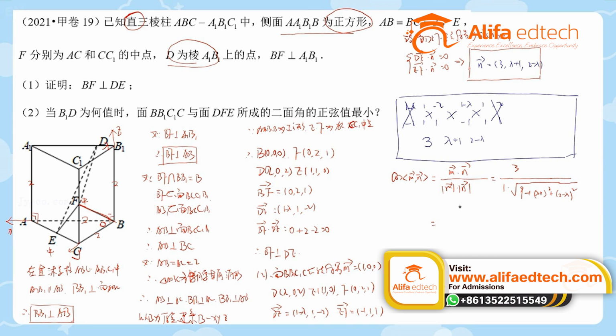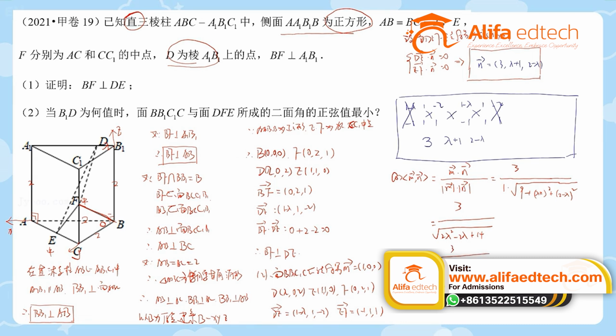From this, we can further simplify it. The numerator remains 3. As for the denominator, well, let's take a look. There's a lambda squared here and another lambda squared there. So the result is exactly 2 lambda squared. Okay, we have 2 lambda here, and then subtract 4 lambda. So we're left with minus 2 lambda. All right, we have 9 plus 1 squared plus 2 squared here. 9 plus 1 is 10 plus 4 makes 14, so it equals 3 over.